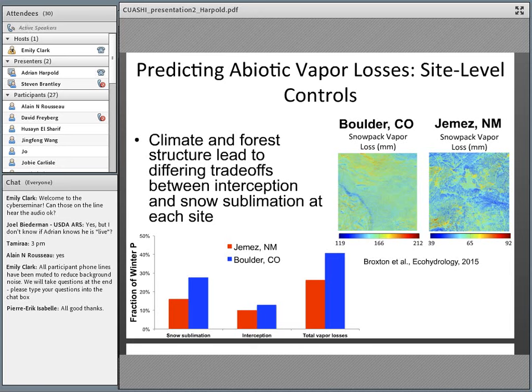And what we see is pretty interesting when we compare the 2 sites. We see differences in the fraction of winter precipitation that is being lost to total vapor loss. And we can start to understand that that's principally driven by differences in snowpack sublimation rather than interception across these sites. So this can be a powerful tool, although difficult to verify like many of these models are, but a powerful tool to start to tease apart these trade-offs.